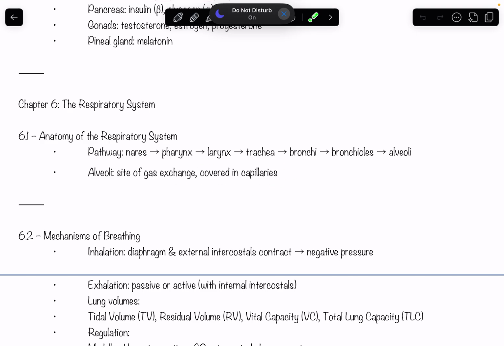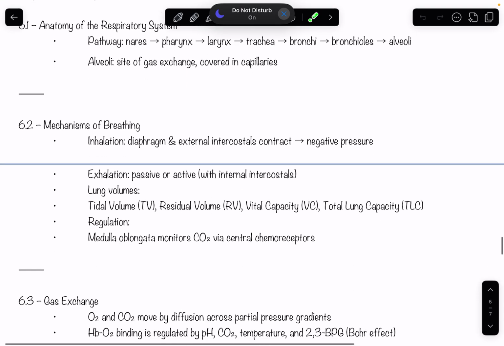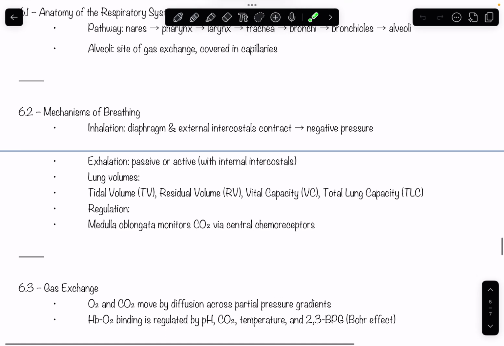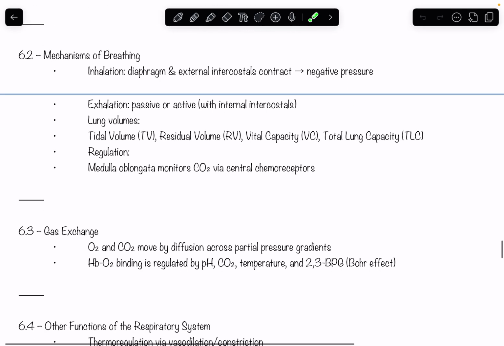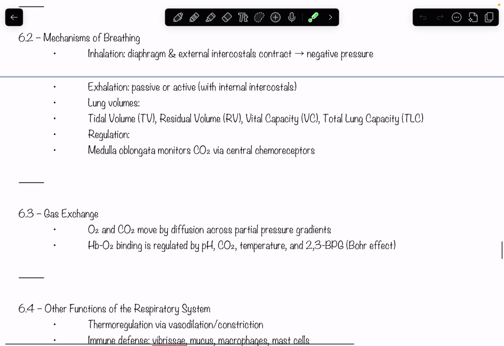know that this is covered in capillaries. So, the mechanism of breathing. This was actually on my actual MCAT. When you inhale, your diaphragm and intercostals, which are just another word for your ribs, contract, and this causes negative pressure in the lungs. And when you exhale, it's passive or active, and this again uses your intercostals.